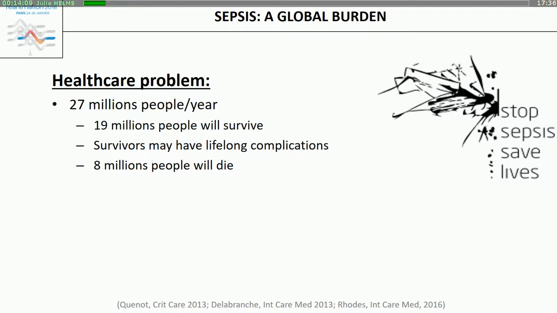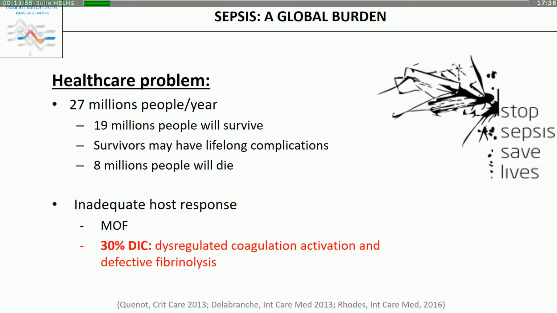Sepsis and septic shock are major healthcare problems affecting millions of people each year around the world and killing as many as nearly 1 out of 3. Septic shock is due to an inadequate host response to an infection leading to multiple organ failure and death. But septic shock may also lead to dysregulated coagulation activation and defective fibrinolysis, leading to DIC in 1/3 of our patients.